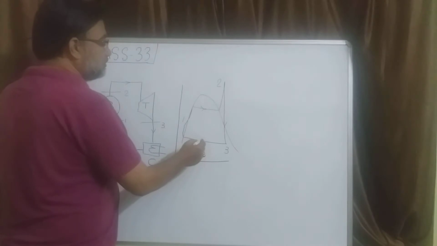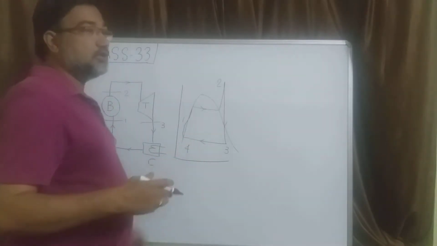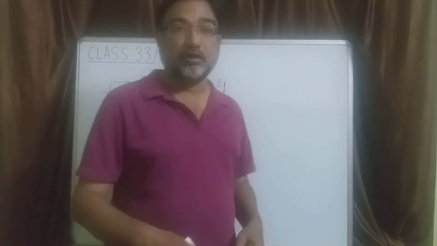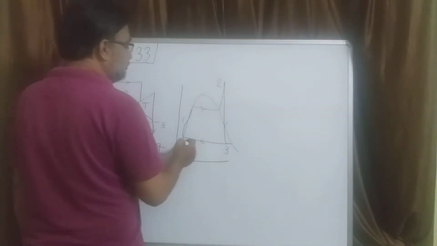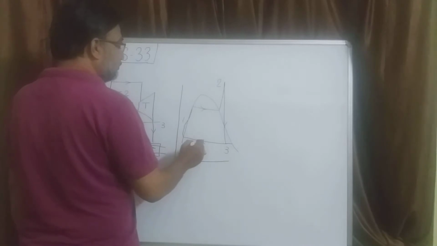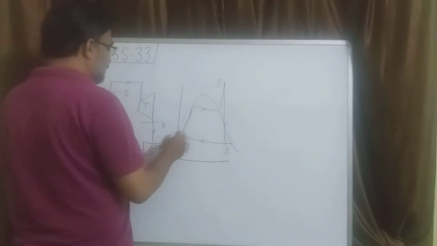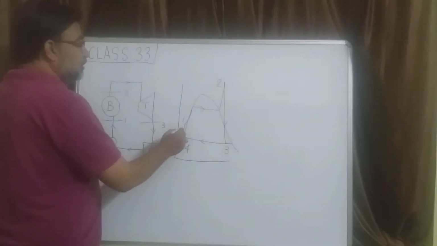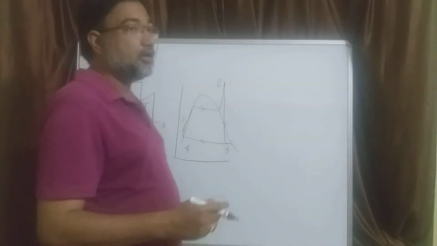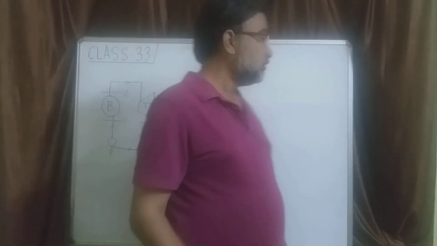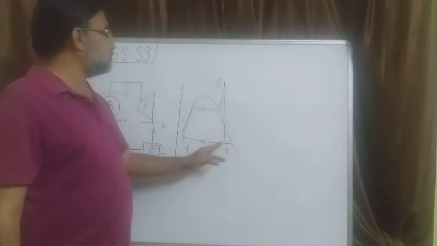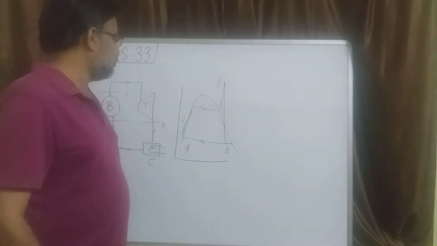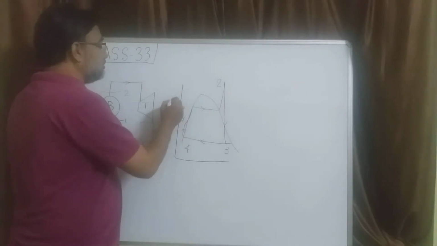Then 3 to 4 is the process in which the steam rejects heat and becomes water. That means it is a reversible constant pressure heat rejection process, 3 to 4, and that occurs inside the condenser. And 4 to 1 is a reversible adiabatic compression process. So there is an expansion process, there is a compression process, there is a heat addition process, and there is a heat rejection process. This is how the TS diagram is done.